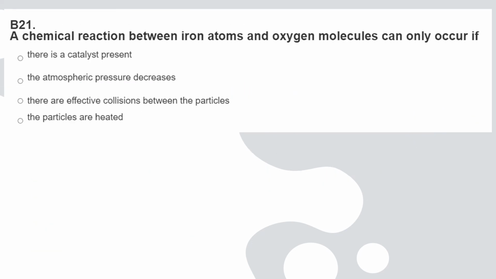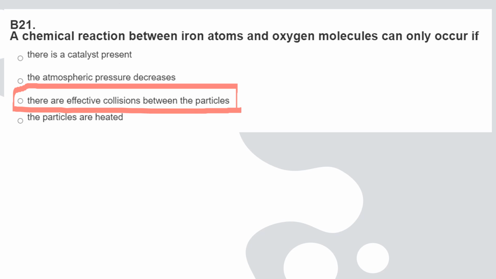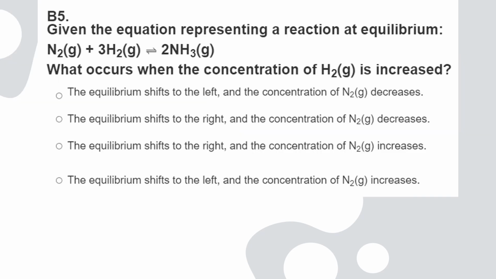All right, a chemical reaction between iron atoms and oxygen can only occur if, do you remember? First of all, they got to bonk into each other. Effective collisions.